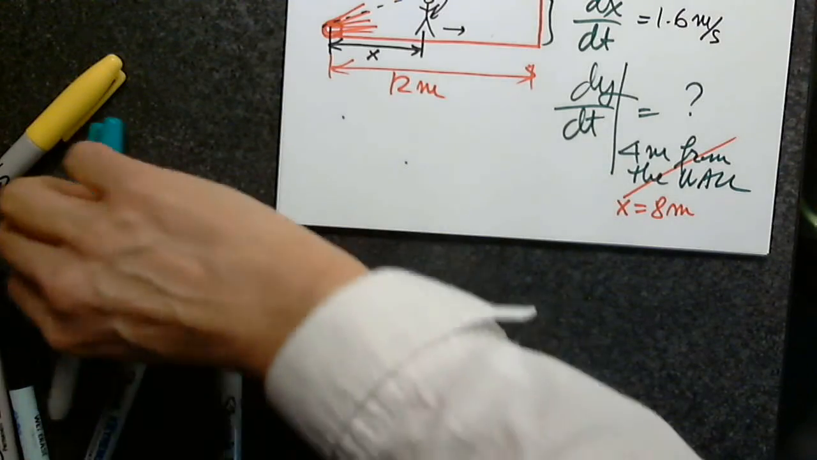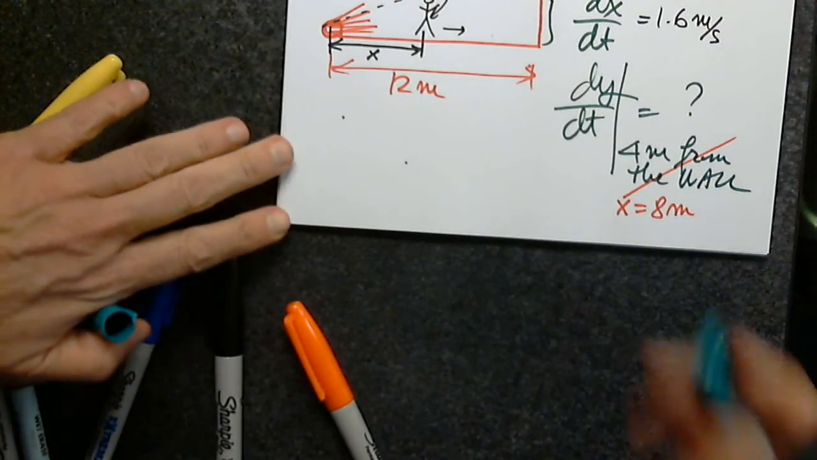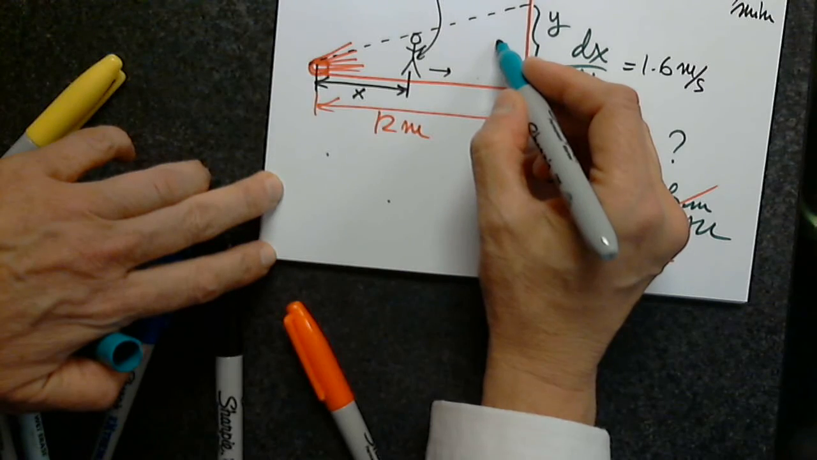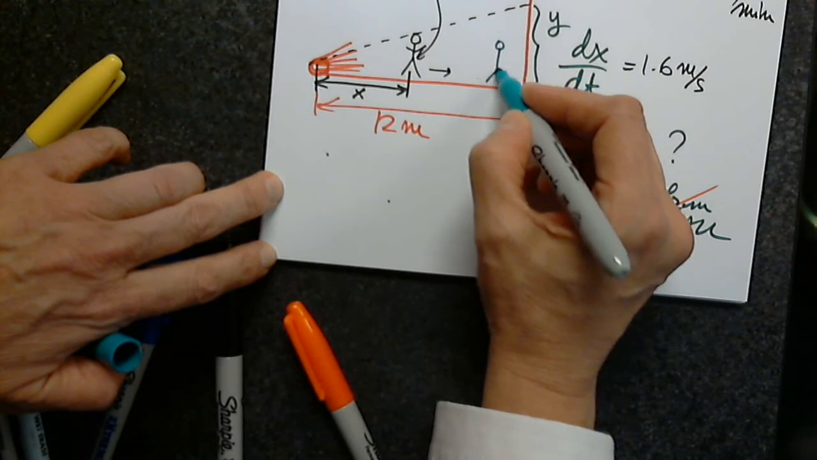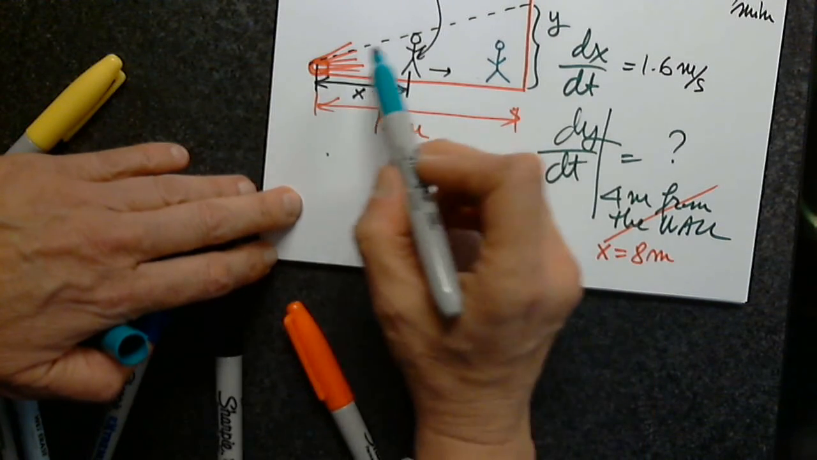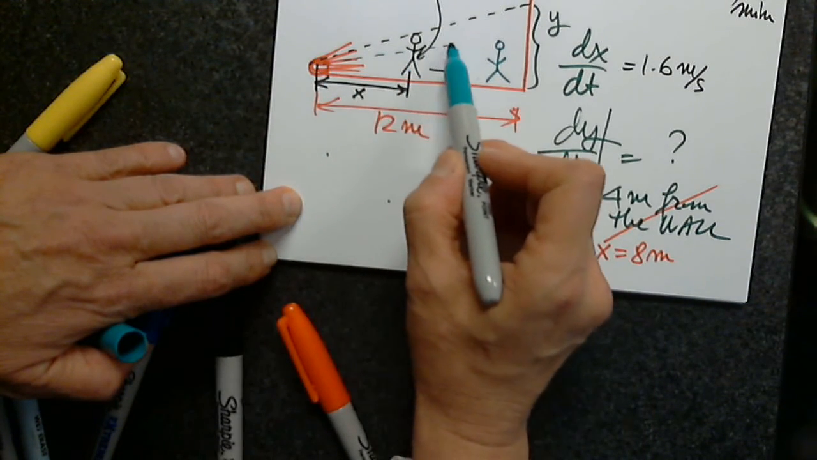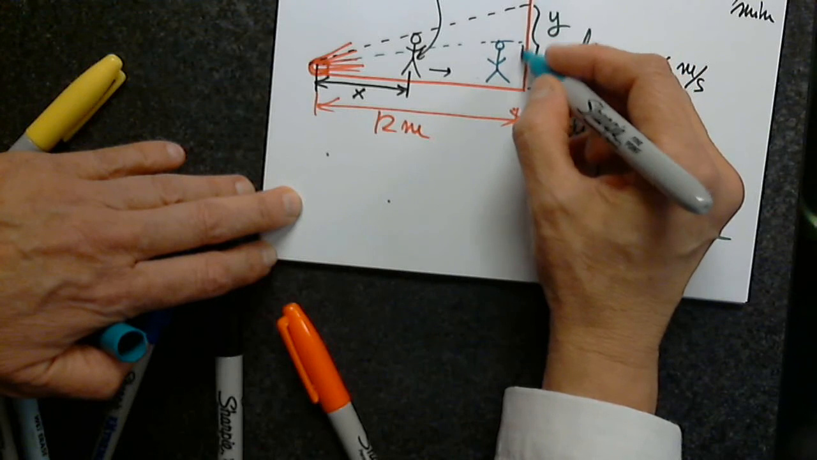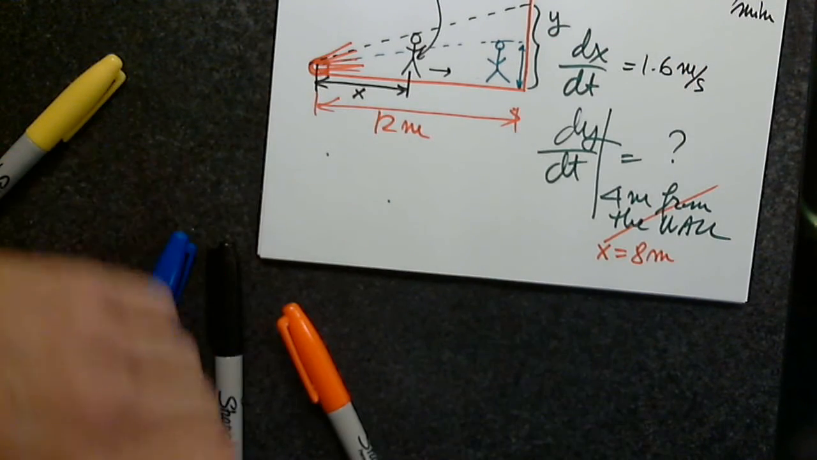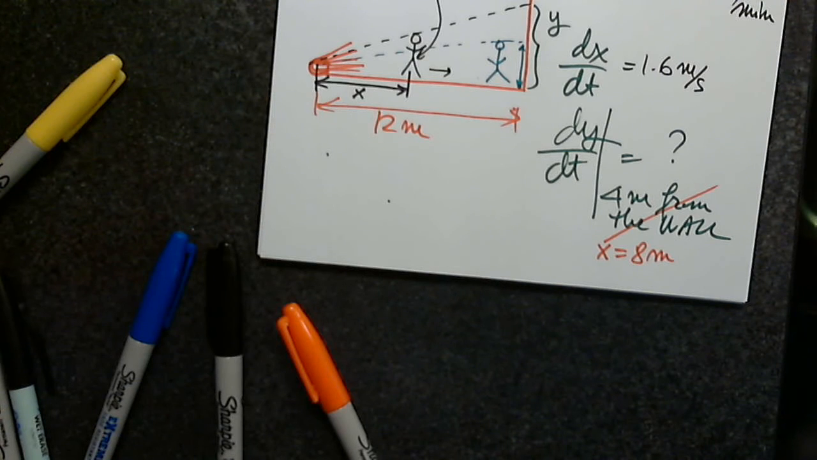So you understand that as this person gets closer and closer to the wall, so here's the person, you understand now that the shadow on the wall is this. So the closer he gets to the wall, the smaller the shadow is on the wall. So obviously this number, whatever it is, must be negative. Correct. Very good.